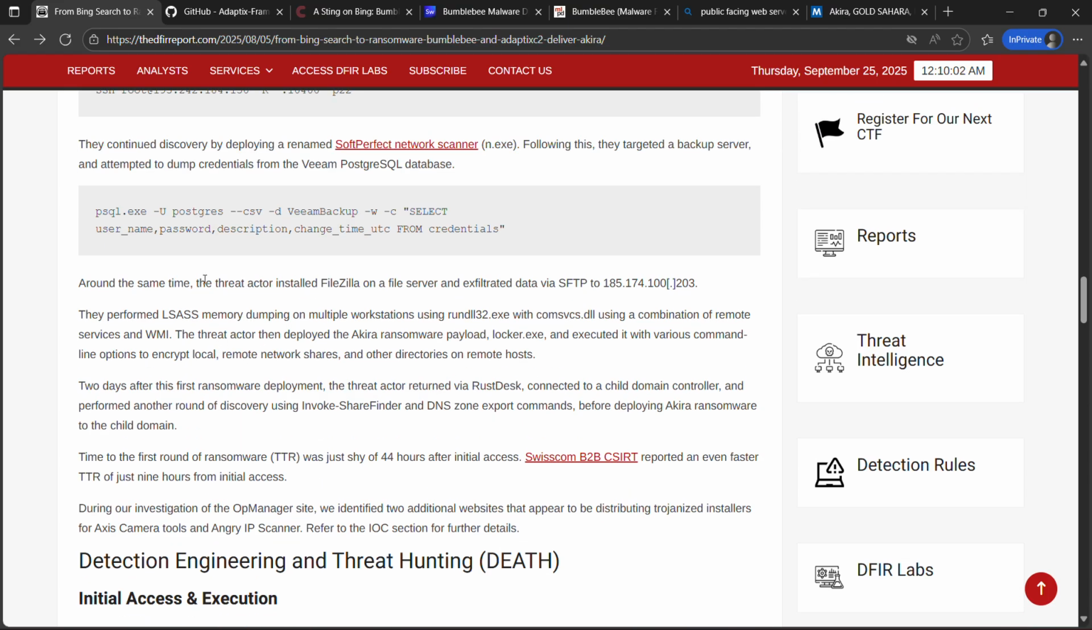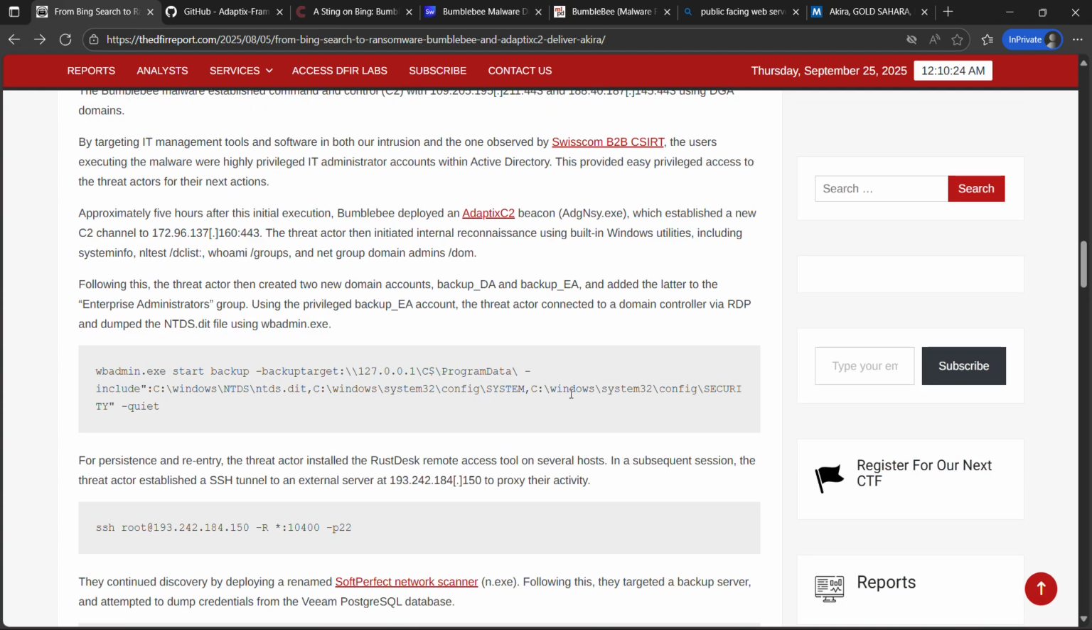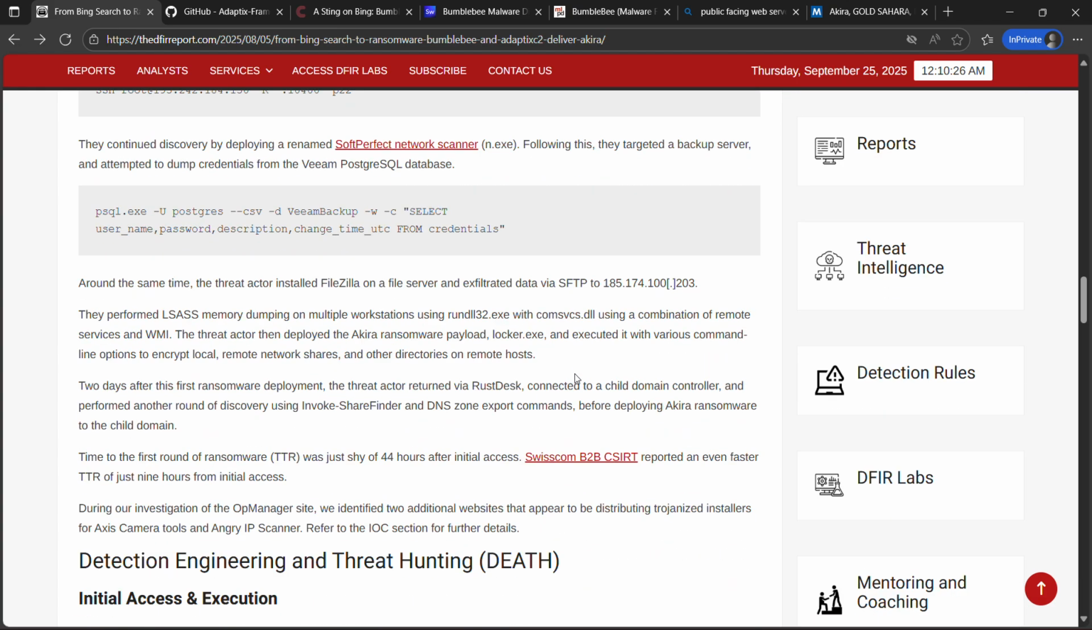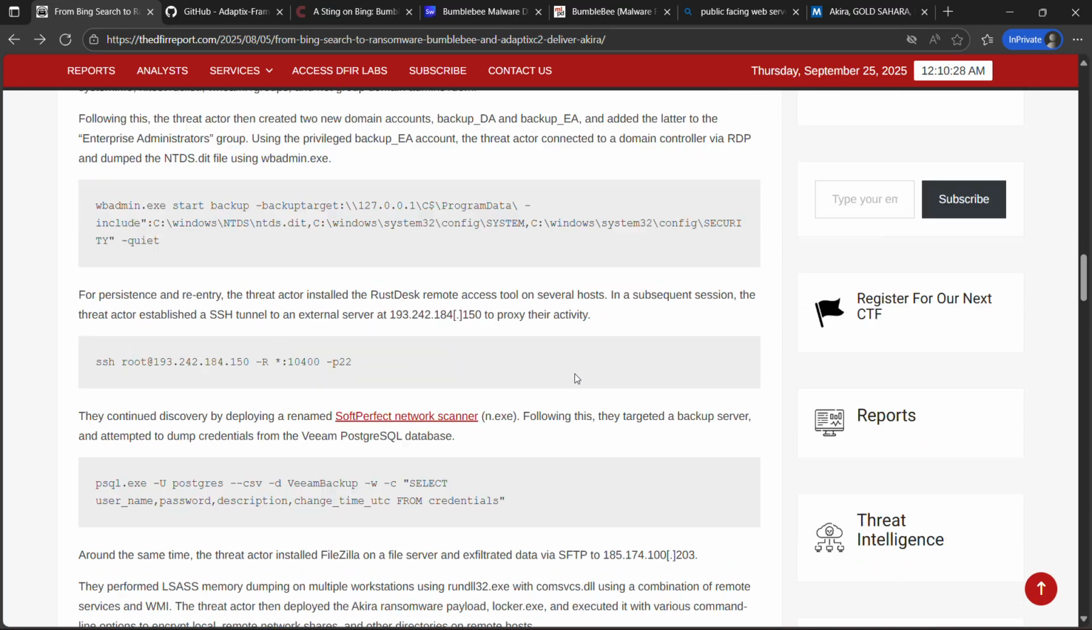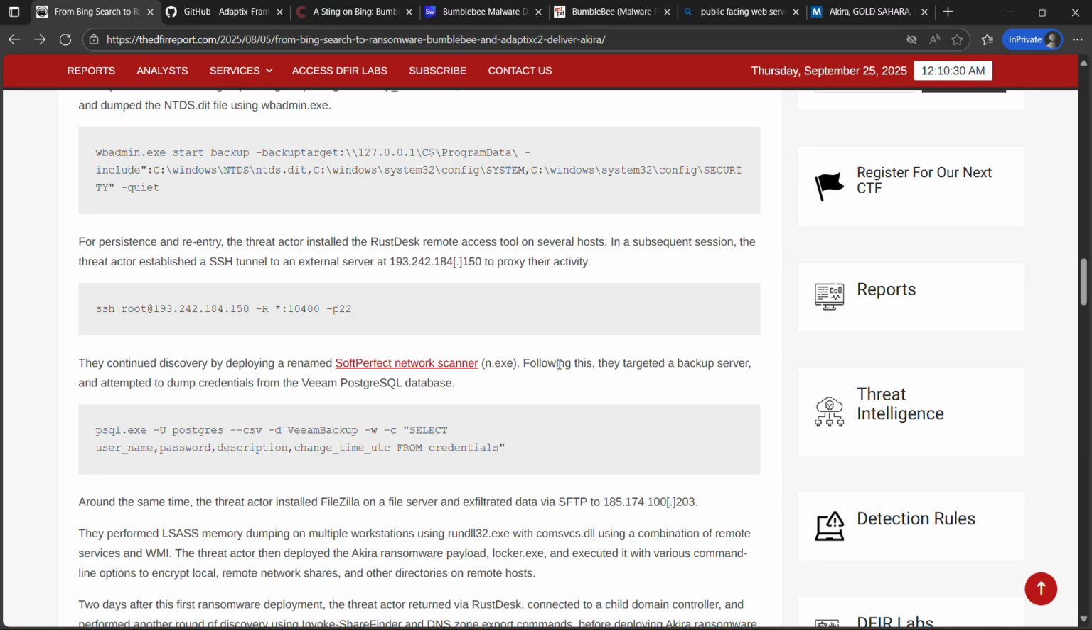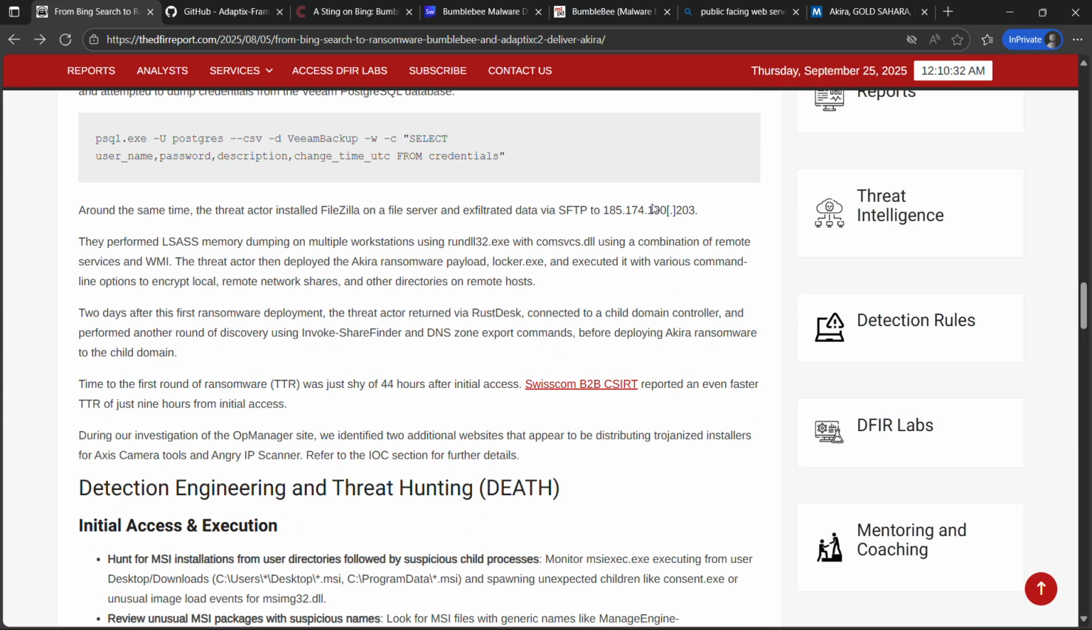Around the same time, the threat actor installed FileZilla, a file server, and exfiltrated data via SFTP to 185.174.100.203. So it's basically just one of the DGAs, right?